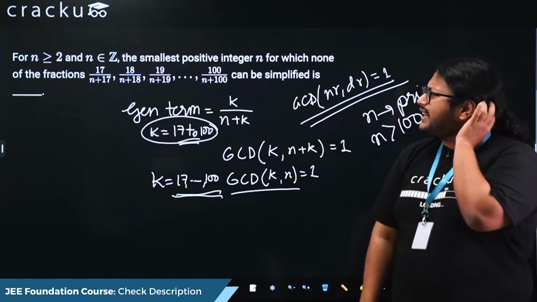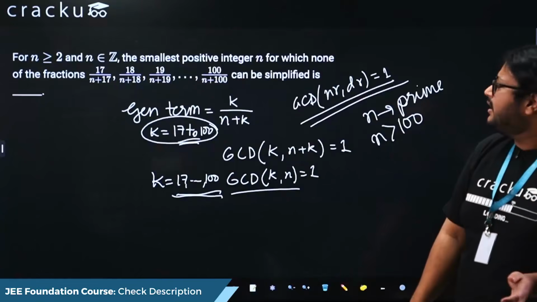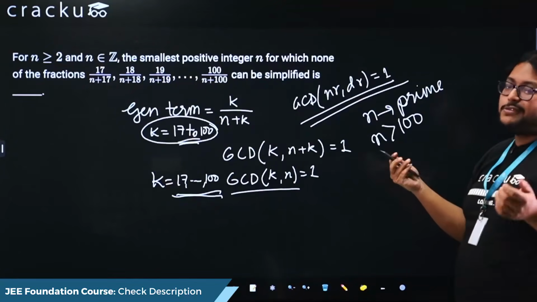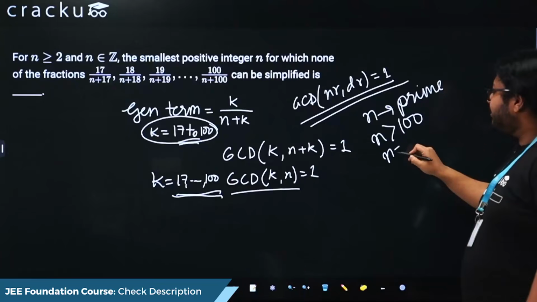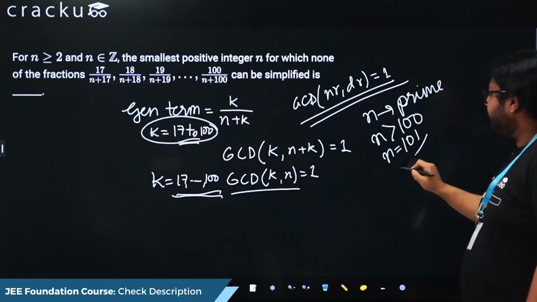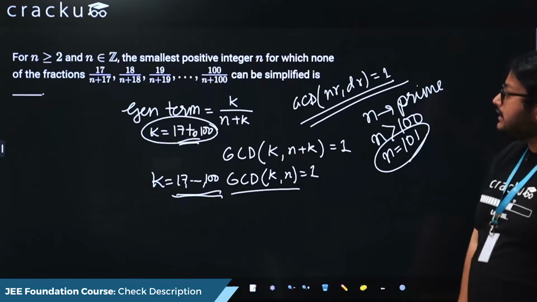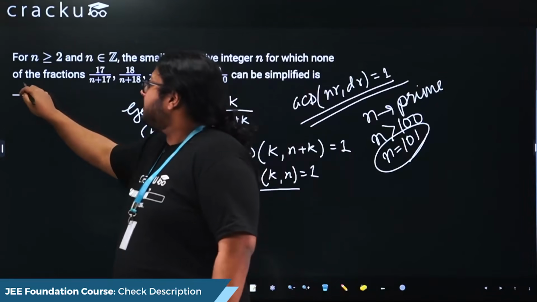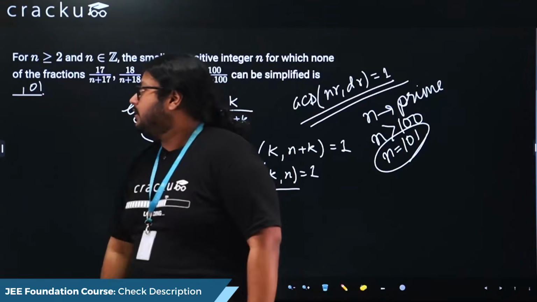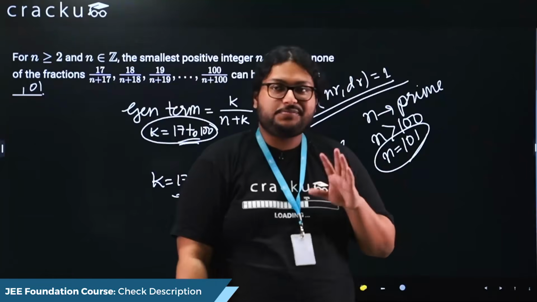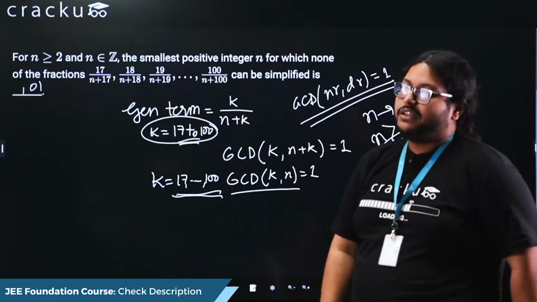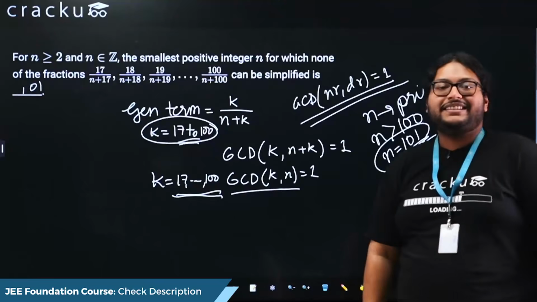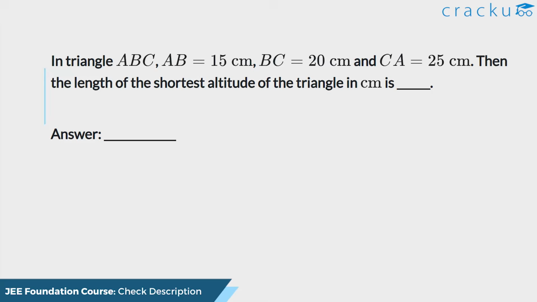Now they want us to find the smallest positive integer. What is the smallest prime number after this? The smallest prime number luckily is 101. So here the smallest possible value for n is 101. The smallest 3-digit prime is 101, which is just after 100. So we can say the correct answer here should be n equals 101.